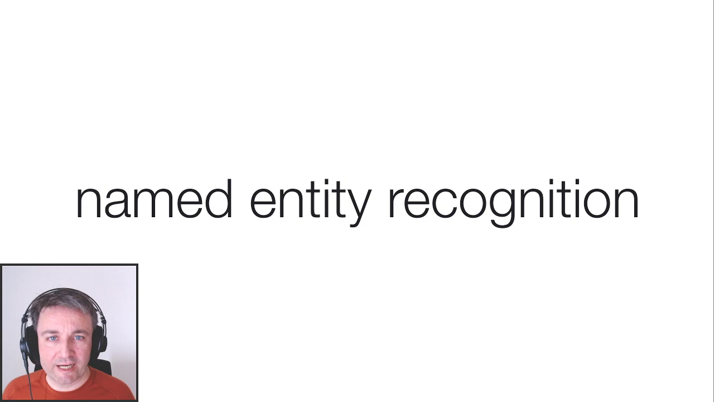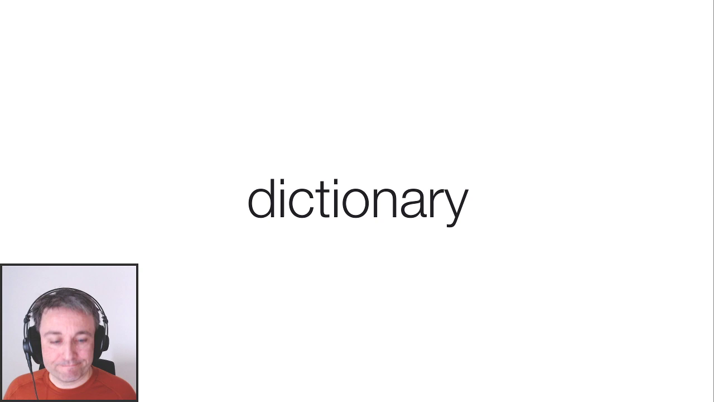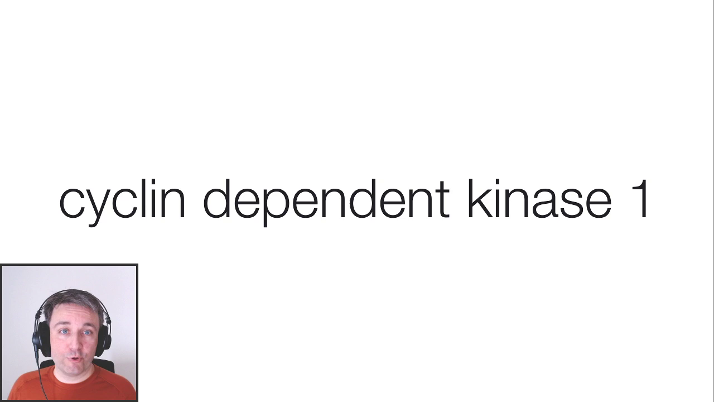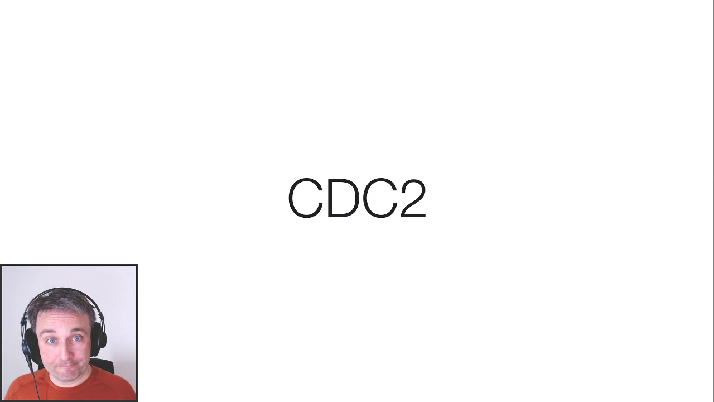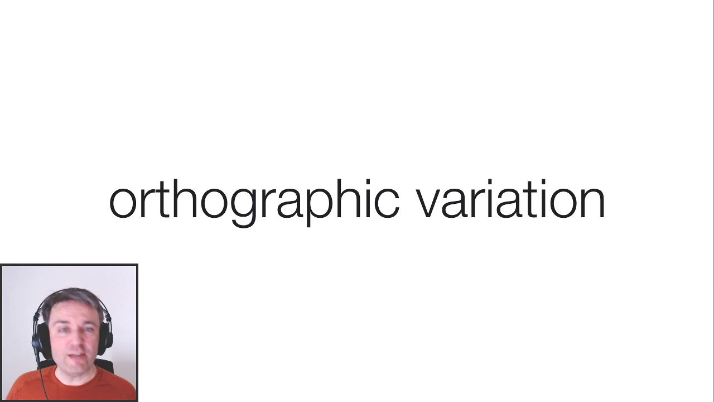And unsurprisingly, when you want to recognize things with names, you need a good dictionary of the names you want to recognize. So that means we need to know about synonyms. We need to know that there's a protein called cyclin-dependent kinase 1. And we need to know that CDC2 is the same thing. We need to handle what people call orthographic variation, which is the fancy way of saying that people can write the same thing in slightly different ways.